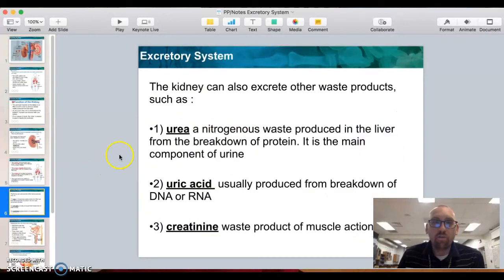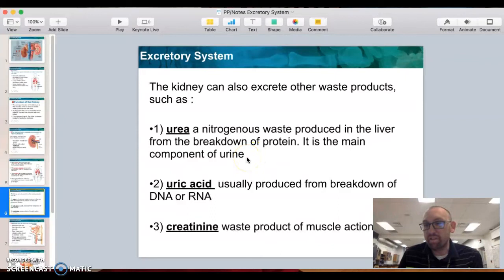All right. So what is urea? Urea is nitrogenous waste, which means its main component is nitrogen. It's produced in the liver from breaking down proteins. As you're living your life, you're constantly breaking materials down and building new ones. Remember, catabolic, anabolic. When protein gets broken down, you create a waste called urea. Urea is the main component of urine. It's what actually gives urine its smell and its color.